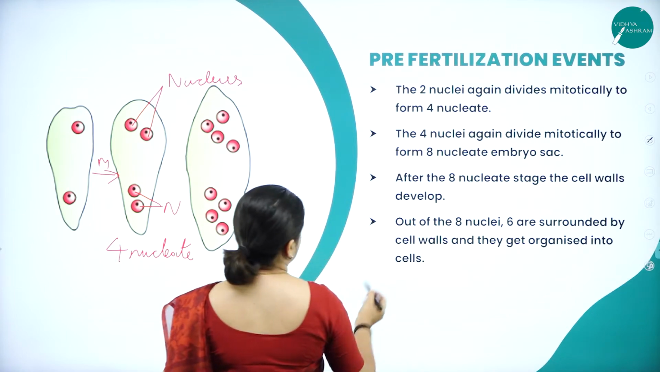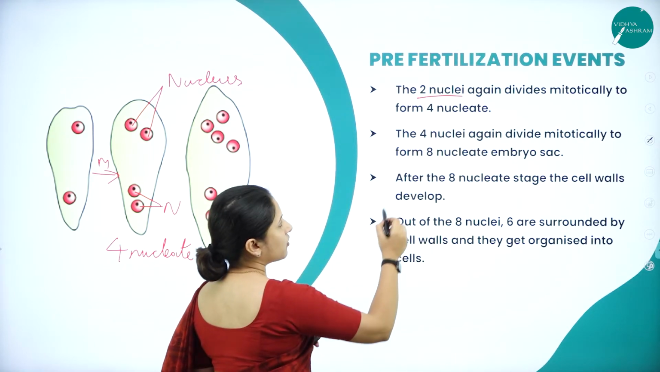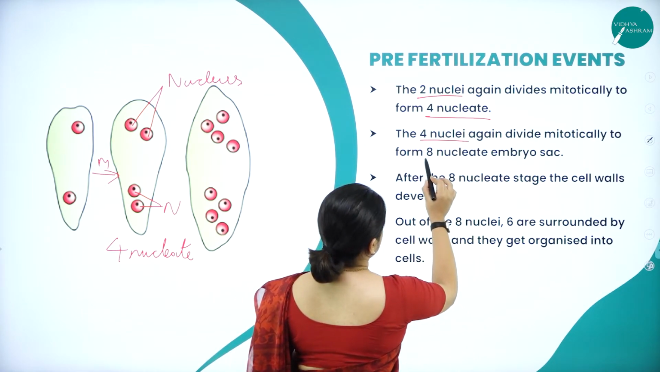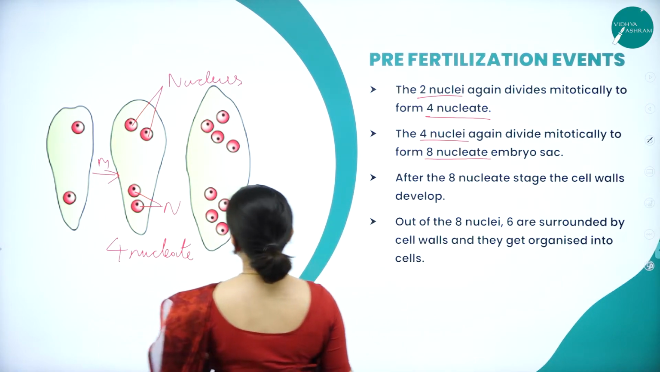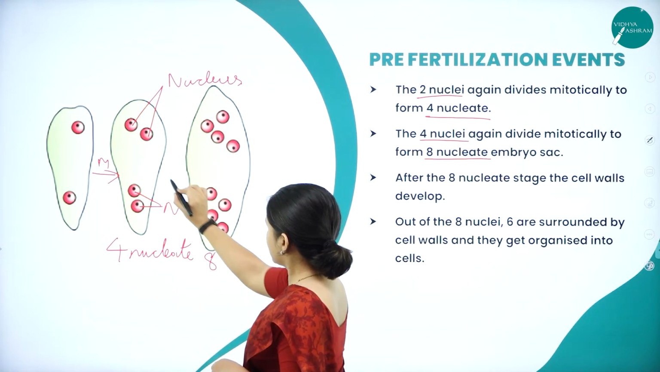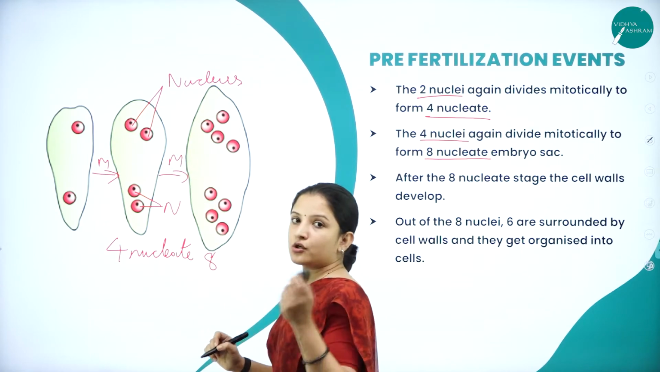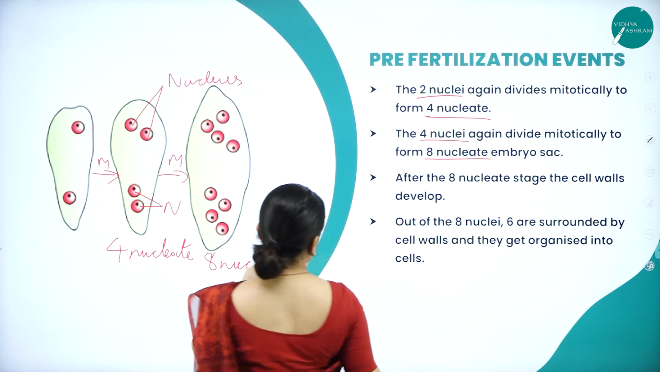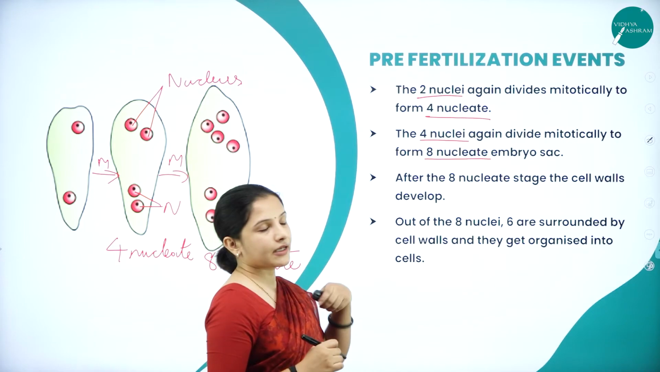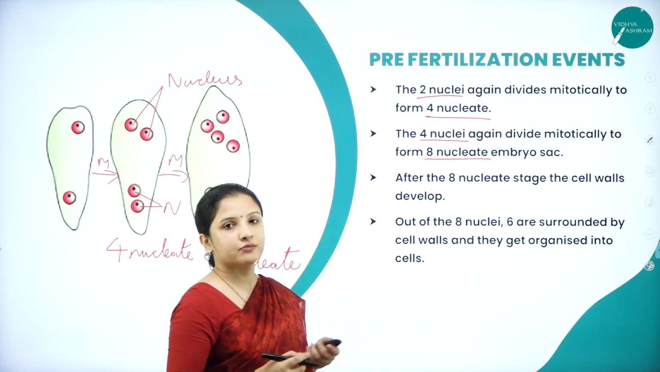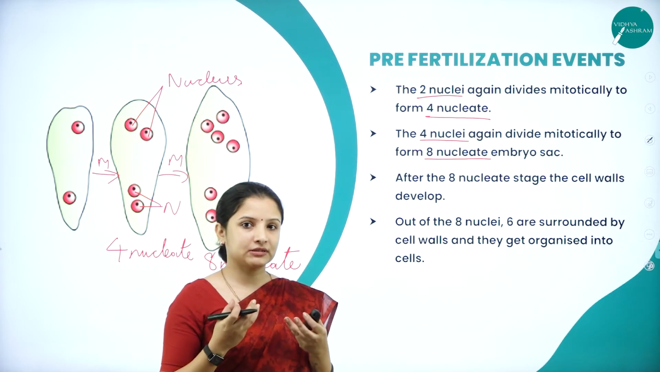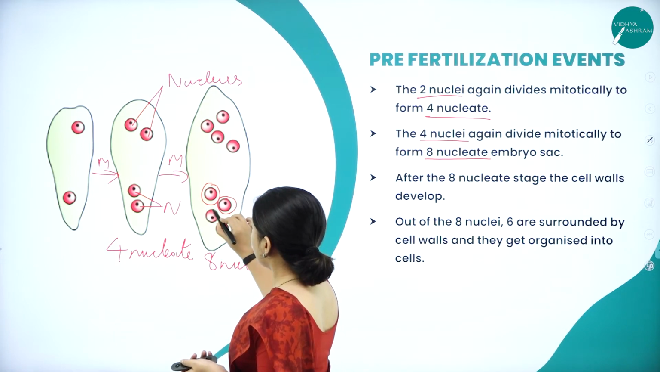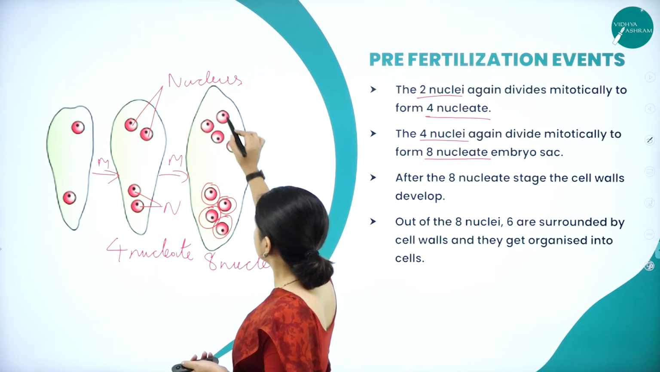And again, the 2 nuclei divide mitotically to form 4 nuclei. The 4 nucleate stage again divides mitotically to form the 8 nucleate embryo sac. So, now this is the 8 nucleate embryo sac. After the 8 nucleate stage, the cell walls will start to develop. Once the cell wall starts to develop around the nuclei, only then will it be called a cell.